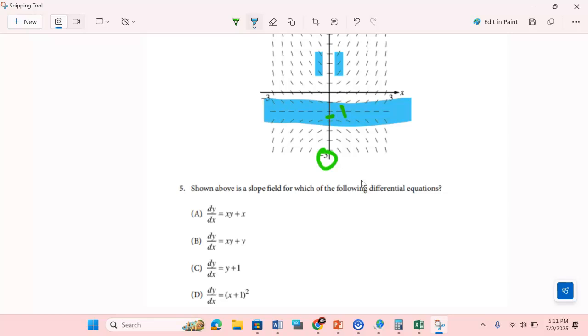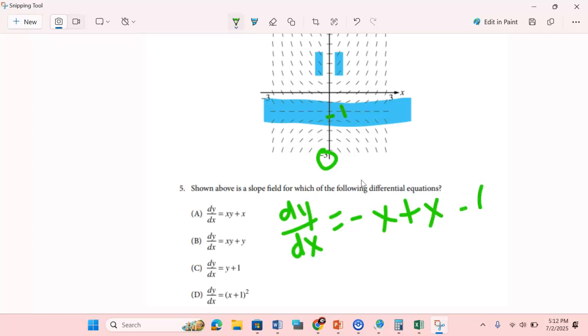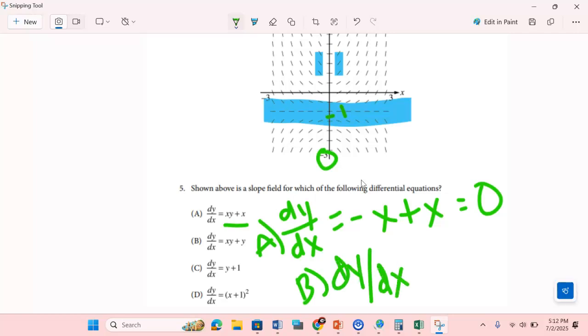In answer choice A, if I put a -1 in the y position, I get dy/dx equals -x plus x, which is 0. So right here, if I put -1 in for y, it does make a 0 slope. So that's promising. If I put a -1 in the y position for answer choice B, I get dy/dx, where that's the slope, as -x minus 1, which is going to depend on the value of x. So that's wrong, right? Because we need it to be consistently 0.